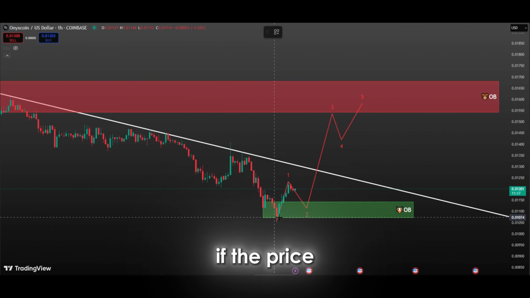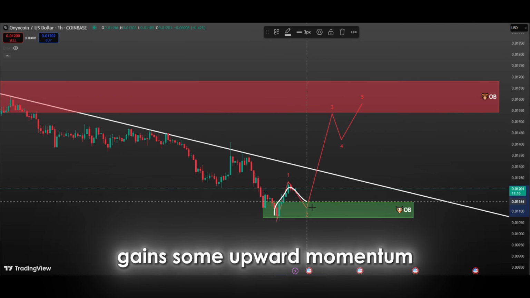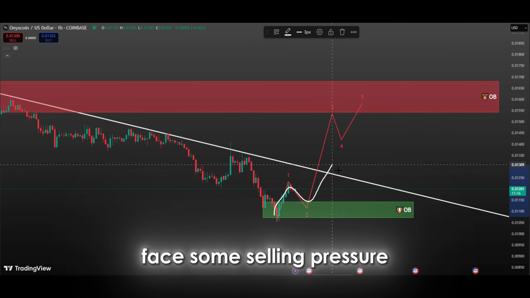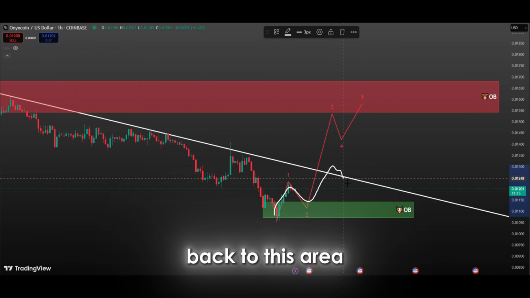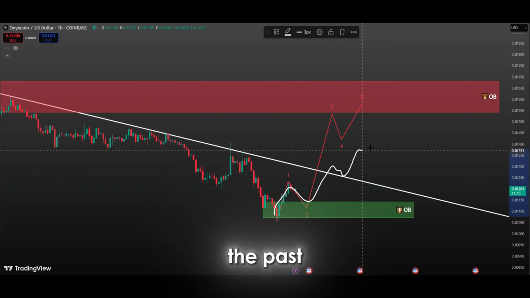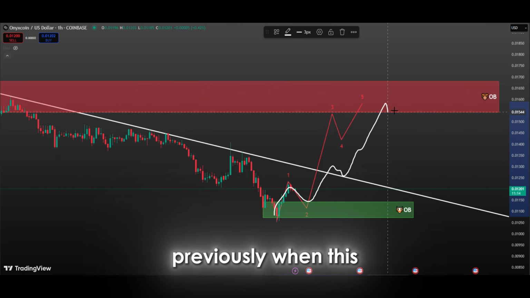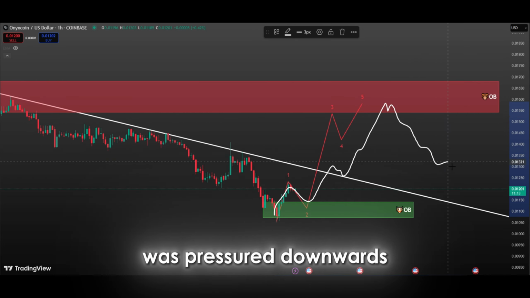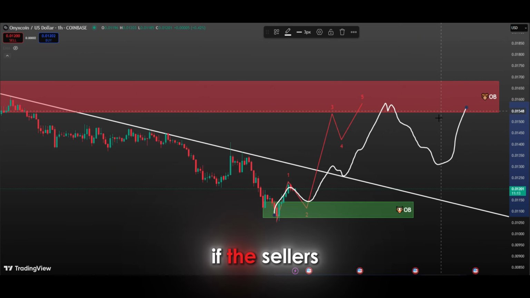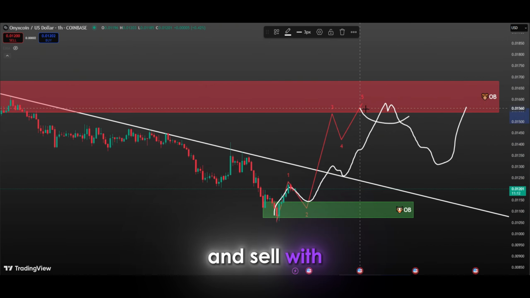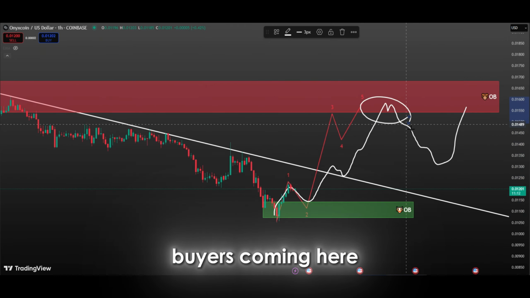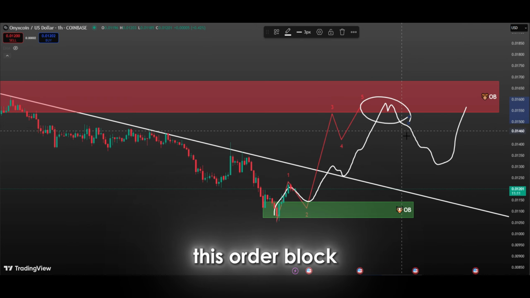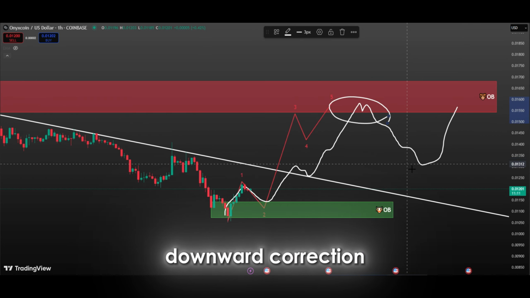This is because if the price gains some upward momentum, it is quite possible that it will face some selling pressure when it comes back to this area where selling pressure has occurred in the past. This is because previously, when this level was reached, large sell orders were activated and the price was pressured downwards. If the sellers in this area are still active and sell with strong enough orders to counter the buyers coming here, the price may get stuck in this order block, or make a downward correction.